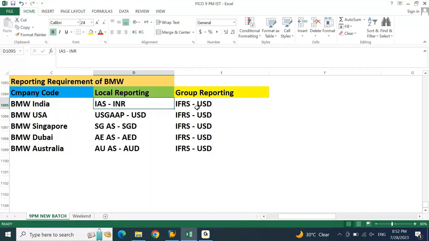Normally we call the dollar a globally tradable currency, and we use the dollar for all the group reporting. But there is no such rule. You can have any currency as your group currency. But whatever you decide as the group currency must be common for all your companies. You cannot change it.